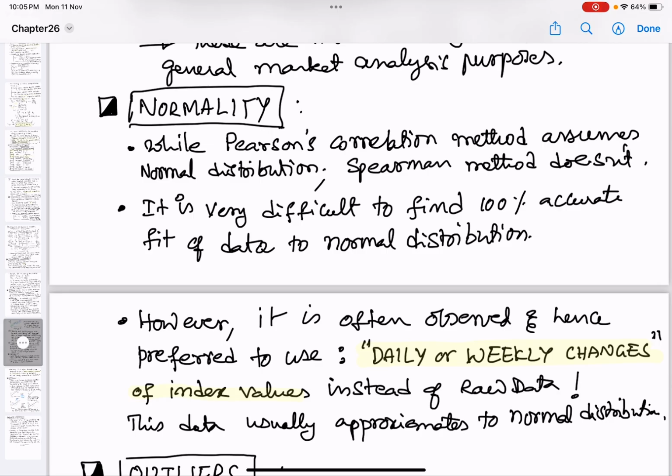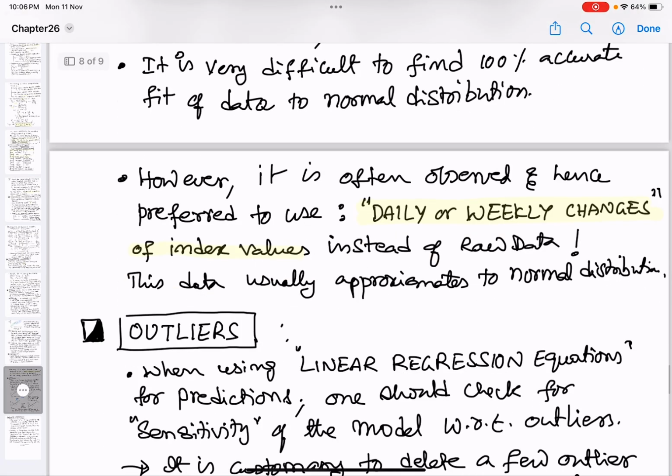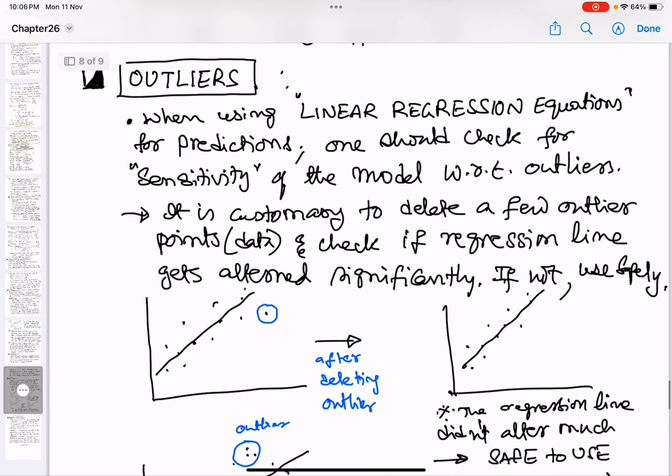Talking about normality. While Spearman's method doesn't assume normal distribution, Pearson's correlation method assumes normal distributions. It is very difficult to find a 100% accurate fit of data to normal distribution. However, it is often observed, and hence preferred, to use daily or weekly changes instead of the raw data because that data usually approximates to normal distribution.